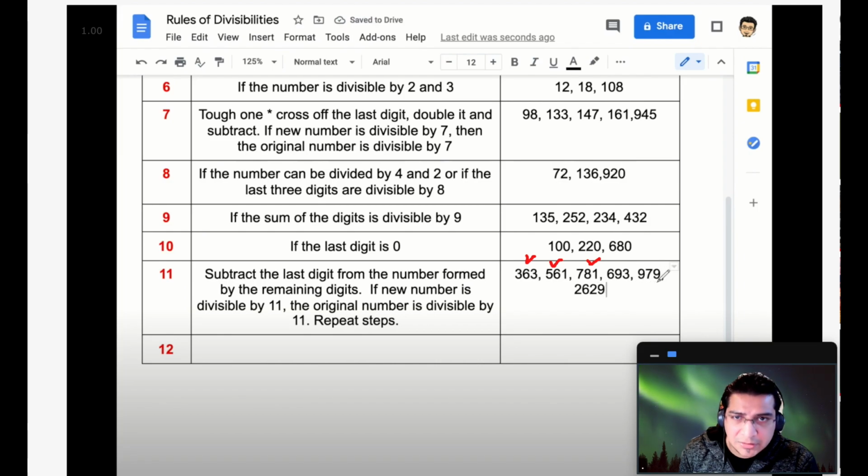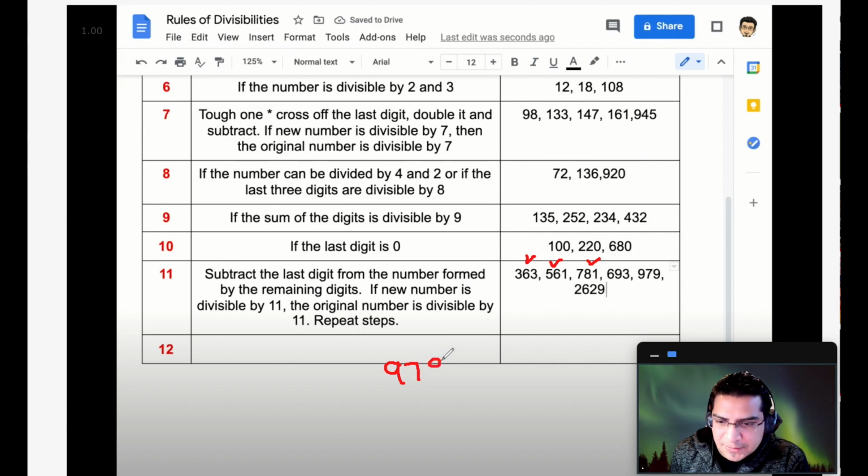The problem is this one here, right? Well, 9 plus 9 is not 7. But this number is divisible by 11. Well, how do I know that? Well, here's the other method that they're saying, right? So subtract the last digit from the remaining digits. So let's take, for example, 979.